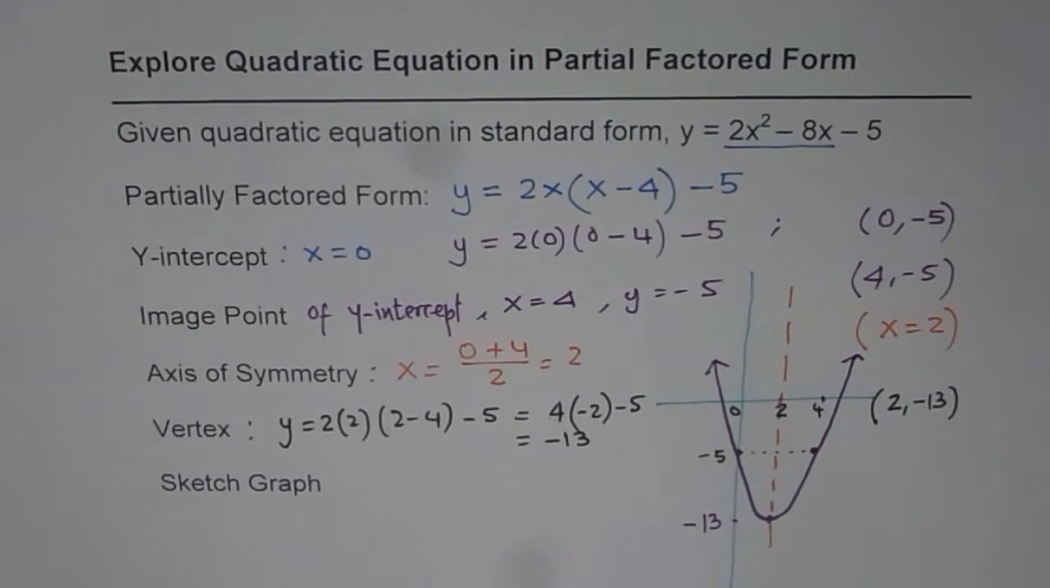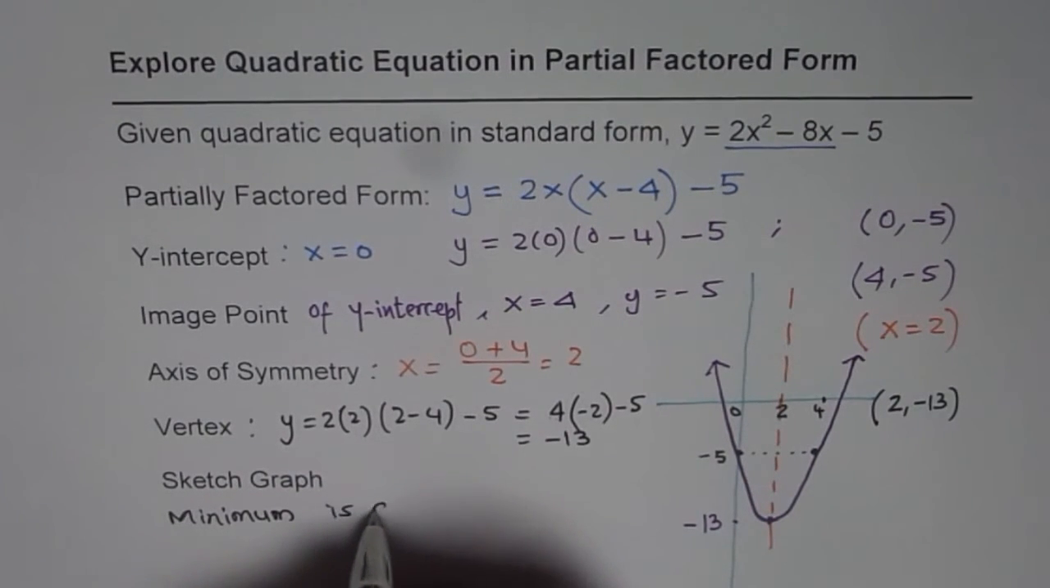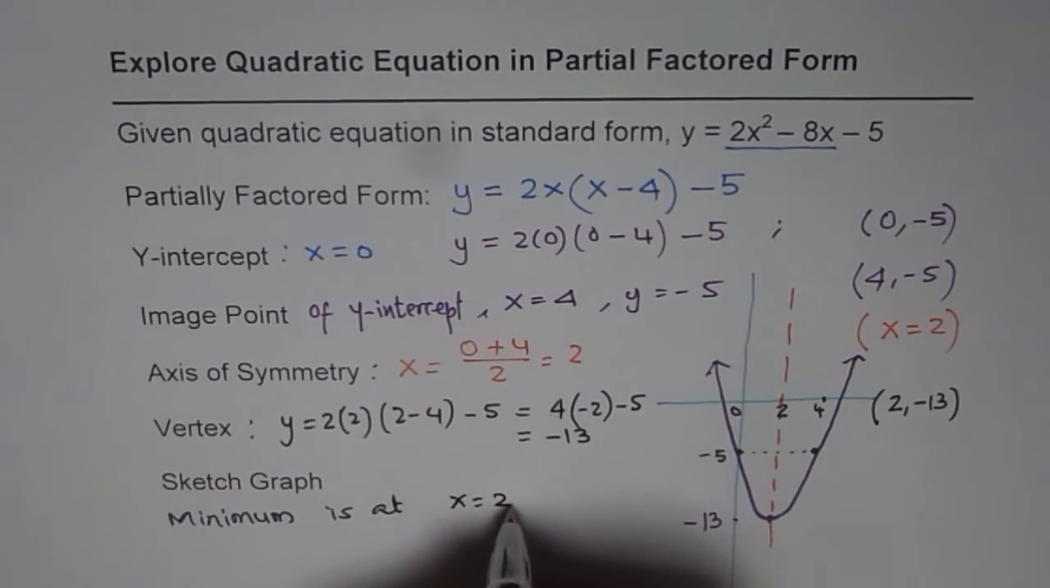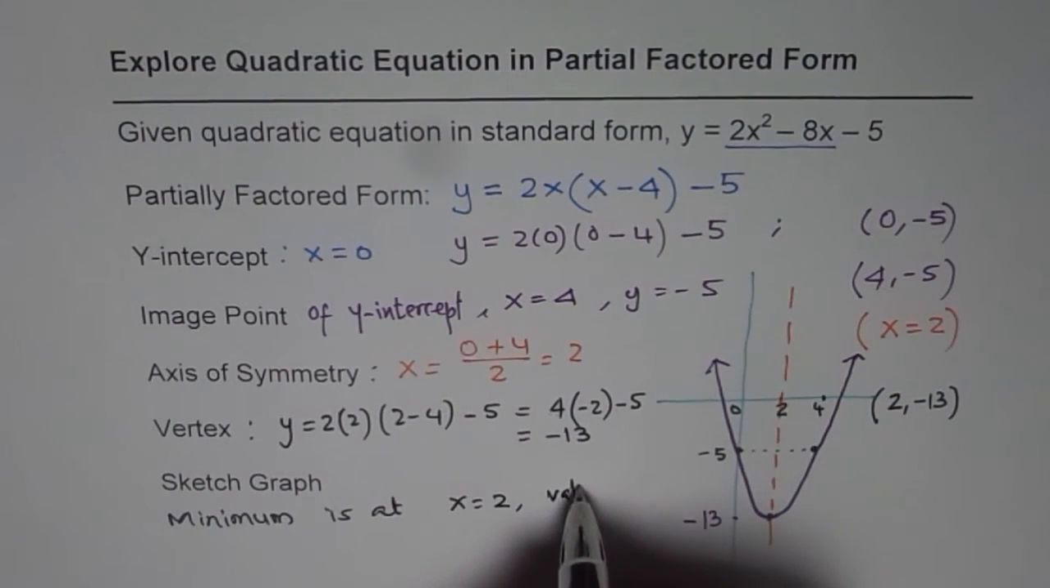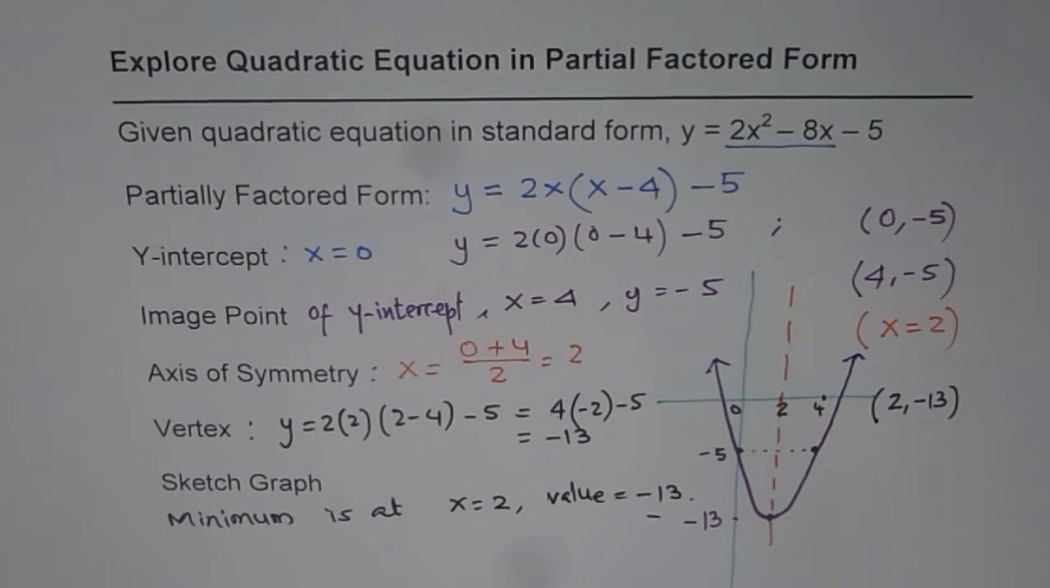I hope with this you have another method of finding maximum or minimum value of a function also. So that is the minimum for the given function. We can also say the minimum is at x equals 2, and what is the value? Value is minus 13. So that is a very important method. I'll have a few examples based on this, and then we'll do some application questions.